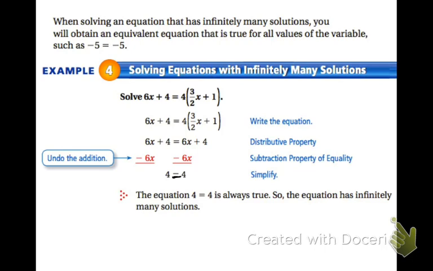6x plus 4 is equal to 4 times the quantity, 3 over 2x plus 1. After doing the distributive property, note that at this stage you get something that looks very similar. 6x plus 4 equals 6x plus 4. But go ahead and use the subtraction property of equality to undo addition. So we'll subtract 6x on both sides. And then we get 4 equals 4, which is always true. So we have infinitely many solutions is our answer.